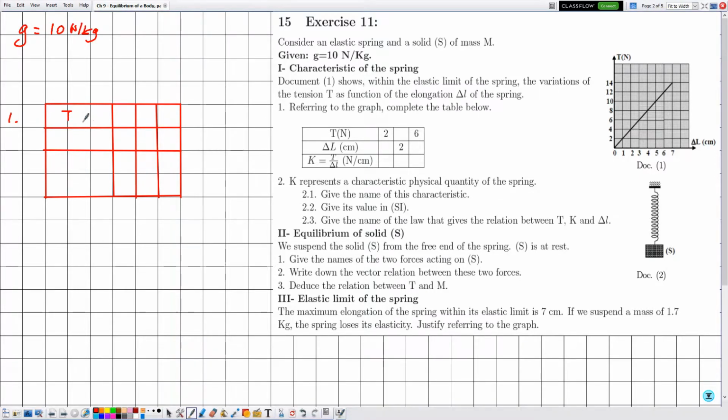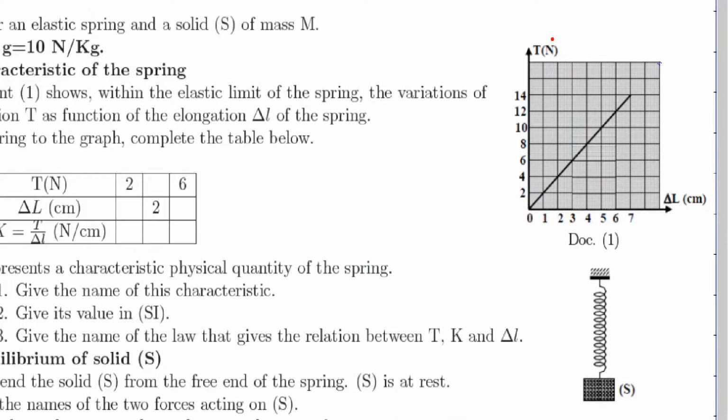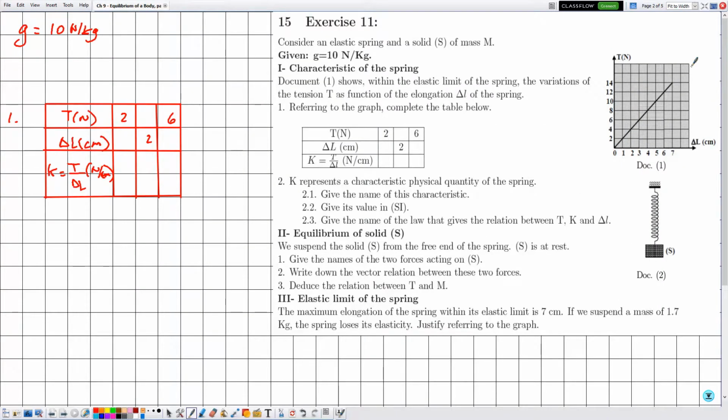Then this is the tension T in newtons, delta L in centimeters. This is K, which is given by T divided by delta L in newton per centimeter, which is clear here. Now the given values are 2, 2, and 6. Now let me complete them in blue. Now, what is the benefit from this curve? If we know the value of T, we can determine delta L. If we know delta L, we can determine T. We always must think this way whenever we have a given graph.